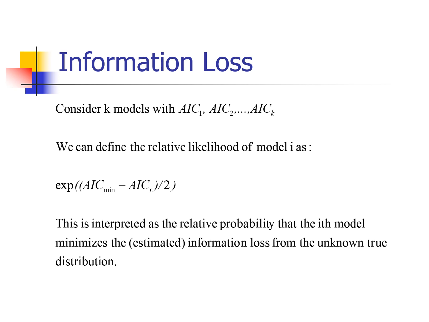Now, to help this idea of ranking and picking, let's consider that we have K models, and each of these K models has its own IC. So we have the IC of the first model, the IC of the second model, all the way to the IC of the Kth model. We can define the relative likelihood of model i as e to the power of the smallest IC minus the IC of model i, divided by 2. We can show that this can be interpreted as the relative probability that the ith model minimizes the estimated information loss from the unknown true distribution. So what does that mean? It's a little bit technical, this idea of information loss, but that is the idea behind the information criteria.